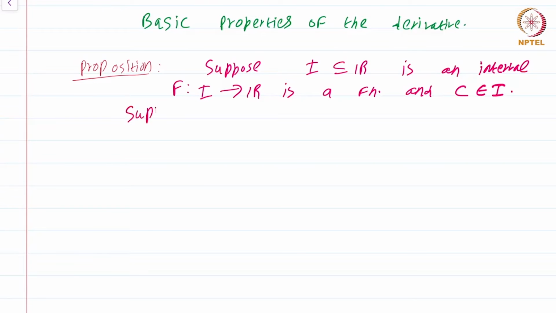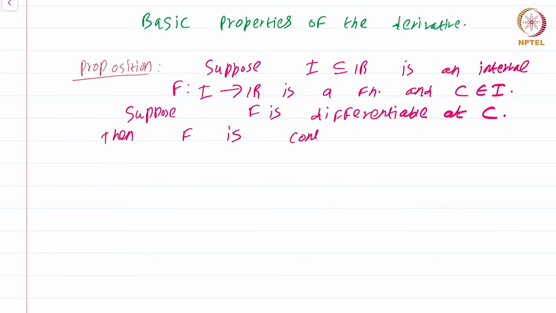Suppose f is differentiable at C. This just means, as you can guess, that the derivative at the point C exists. Then f is continuous at C. The proof is fairly easy.